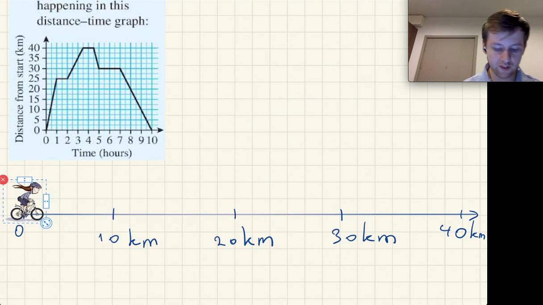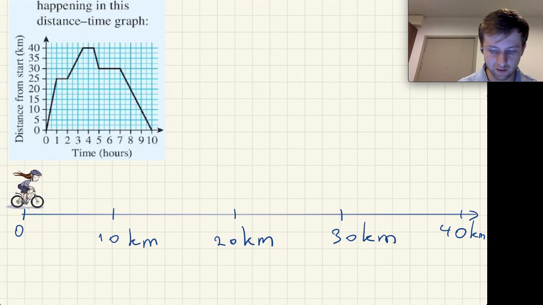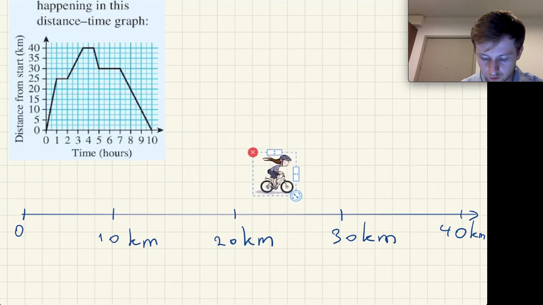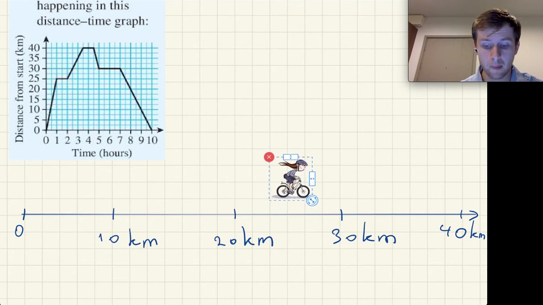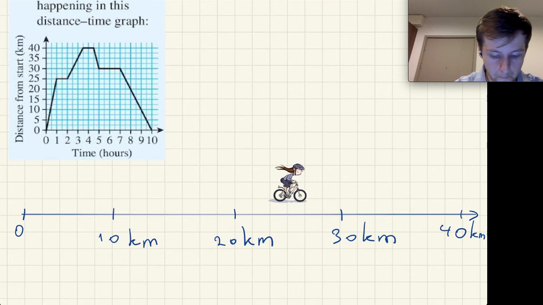So what happens is we start at 0 kilometers. In here you can see that. So she starts at 0. And then what happens in the first hour is she travels to 25 kilometers. So now we are here. Then she stays there for an hour. Maybe she takes a break. You see here, the distance doesn't change.